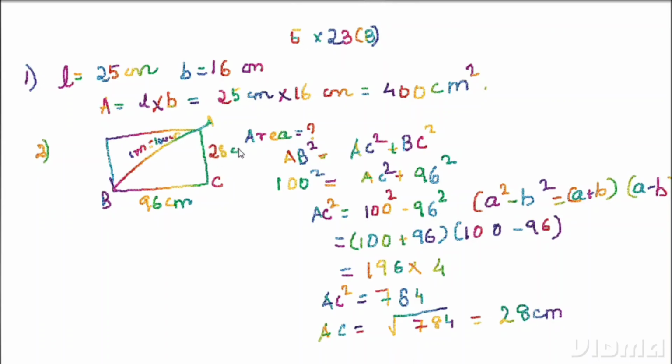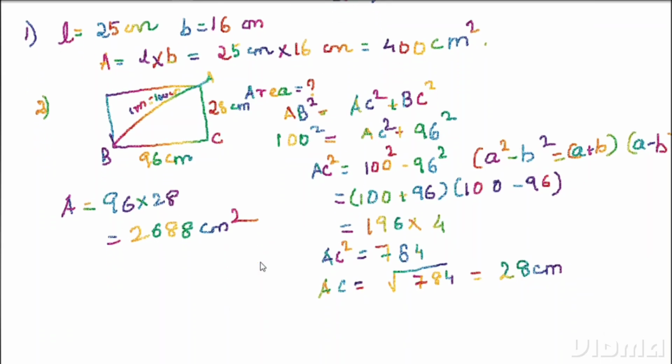Once I have got the breadth, can I find the area? Yes, it is very simple. Area is 96 multiplied by 28. So 96 multiplied by 28 gives me 2688 centimeter square. So this was the second question.